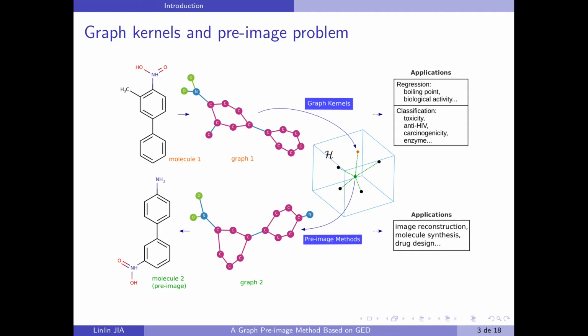Graph kernel implicitly maps a graph into a kernel space. The inner product between elements in the kernel space can be computed directly from graphs, namely the kernel trick. With graph kernels, many common machine learning methods can be used on graphs. When we have a point in the kernel space, an interesting question is, how do we construct a graph corresponding to that? This is the so-called pre-image problem. Its applications include image reconstruction, molecule synthesis, and drug design, etc.